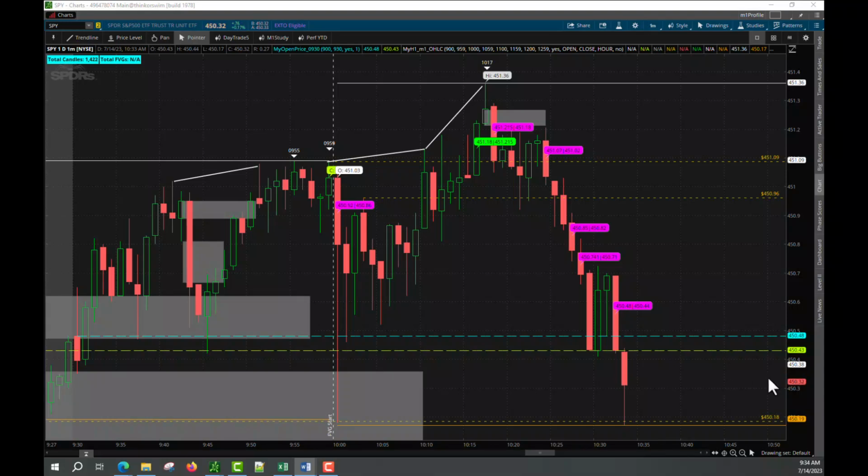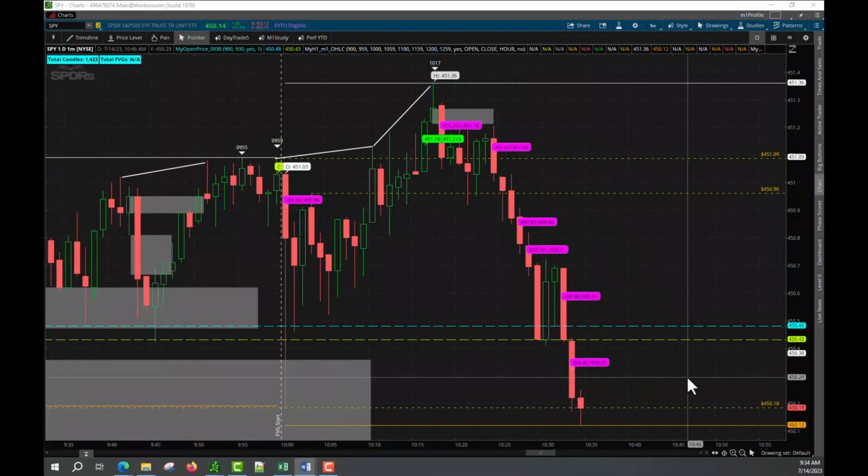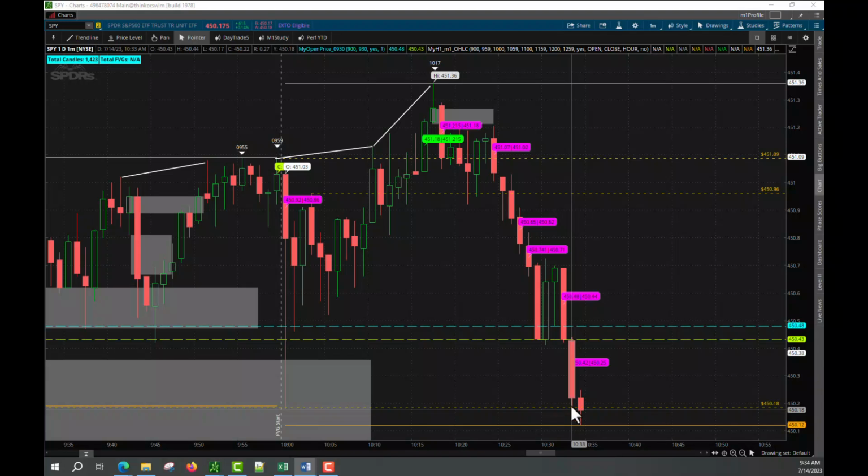Wow, you see, beautiful right there. Our target is reached, the buy side liquidity from this gap. Oh, beautiful, my friend. It's a beautiful trade. We got it this time. I mean, we can go lower, but our intermediate target is right here. It reached it at 10:33.